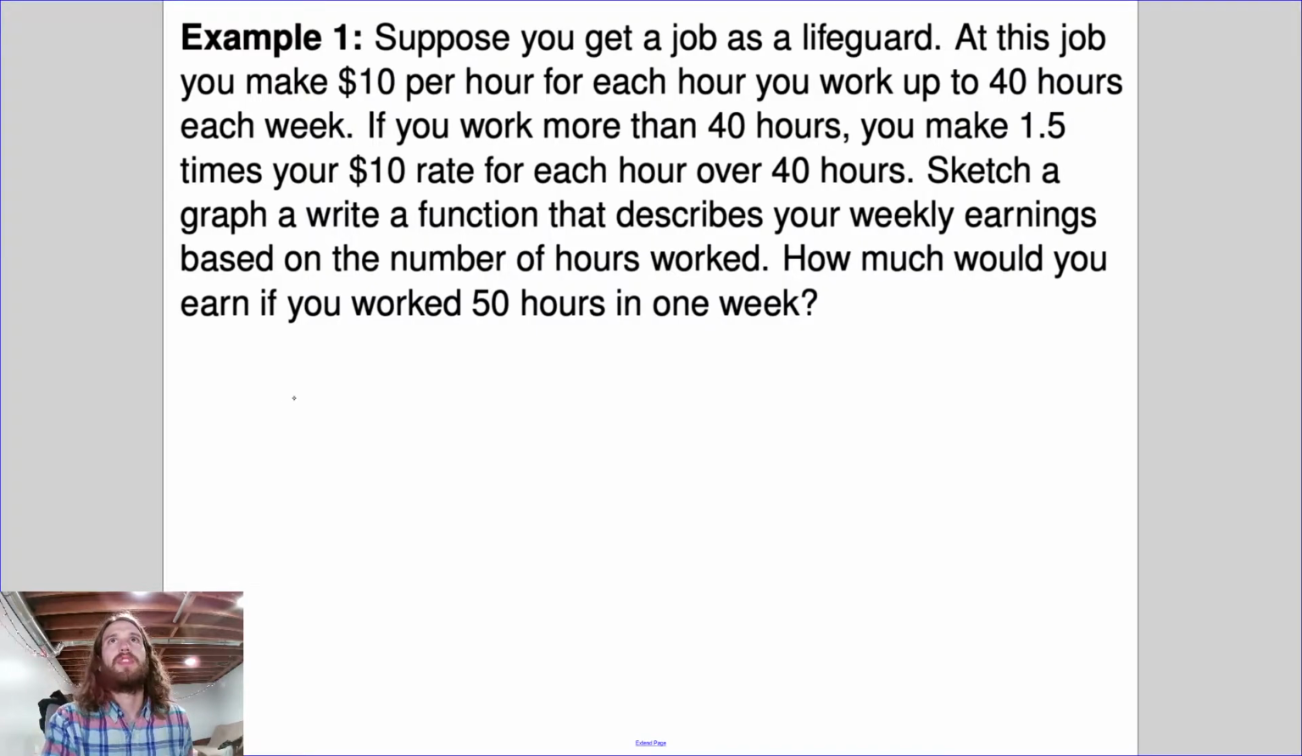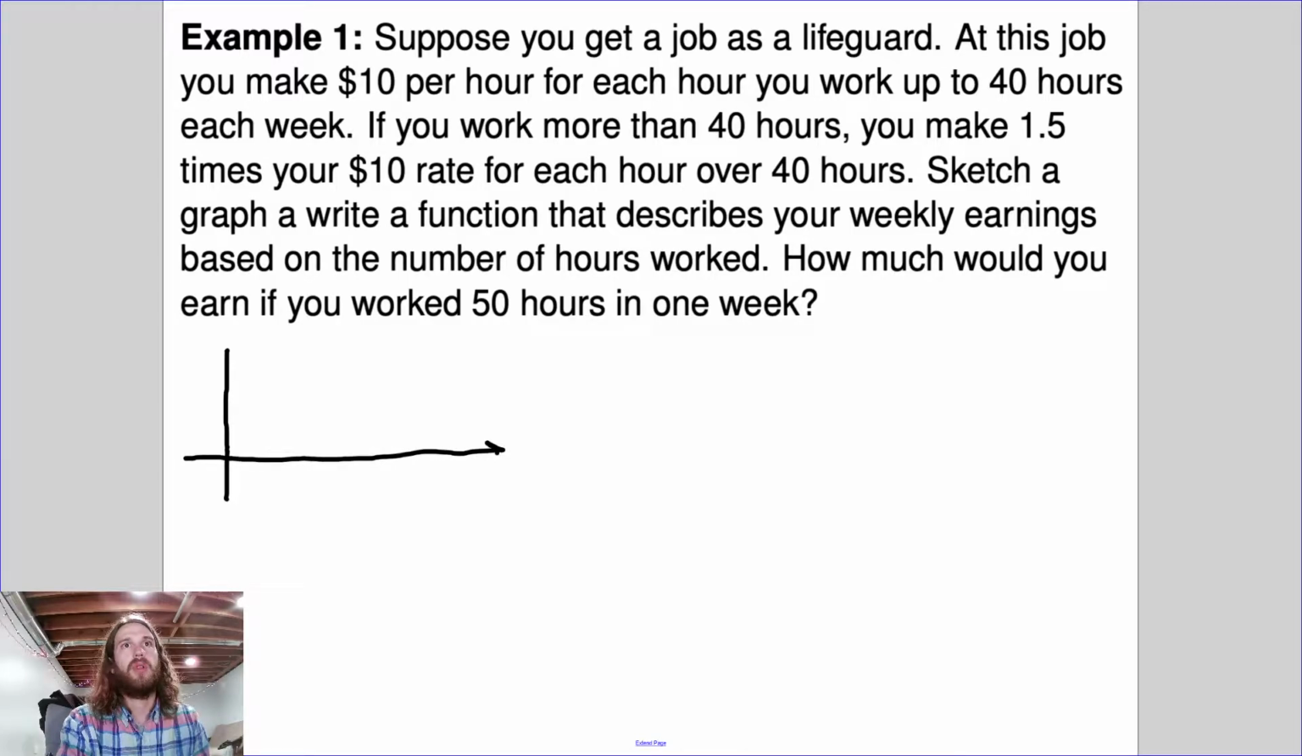So let's think about what this means. You get a job as a lifeguard, you make $10 per hour for each hour you work up to 40 hours a week. What we're going to be modeling, we're going to make a little graph here. So sketch a graph and write a function that describes your basic earnings. And then if you work more than 40 hours, you get paid time and a half, which means you get your wage plus an additional 50% of your wage.